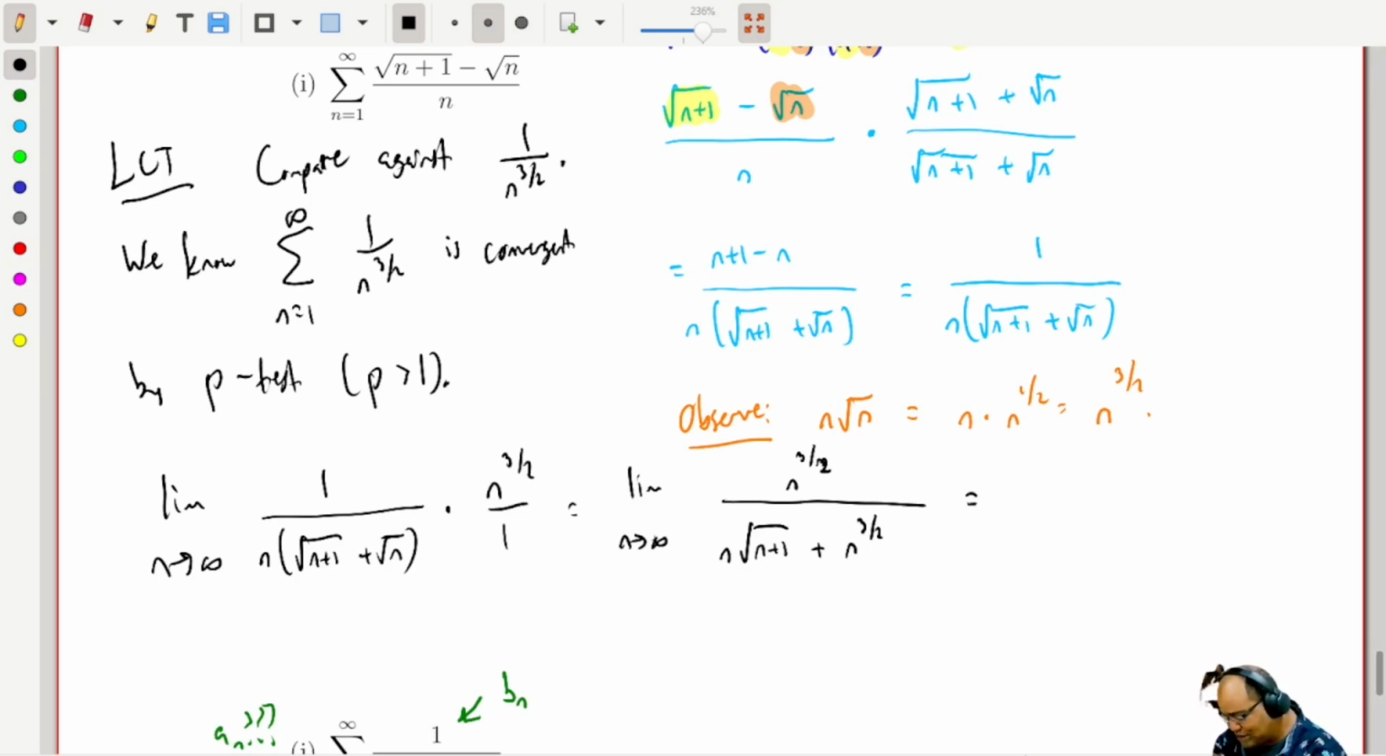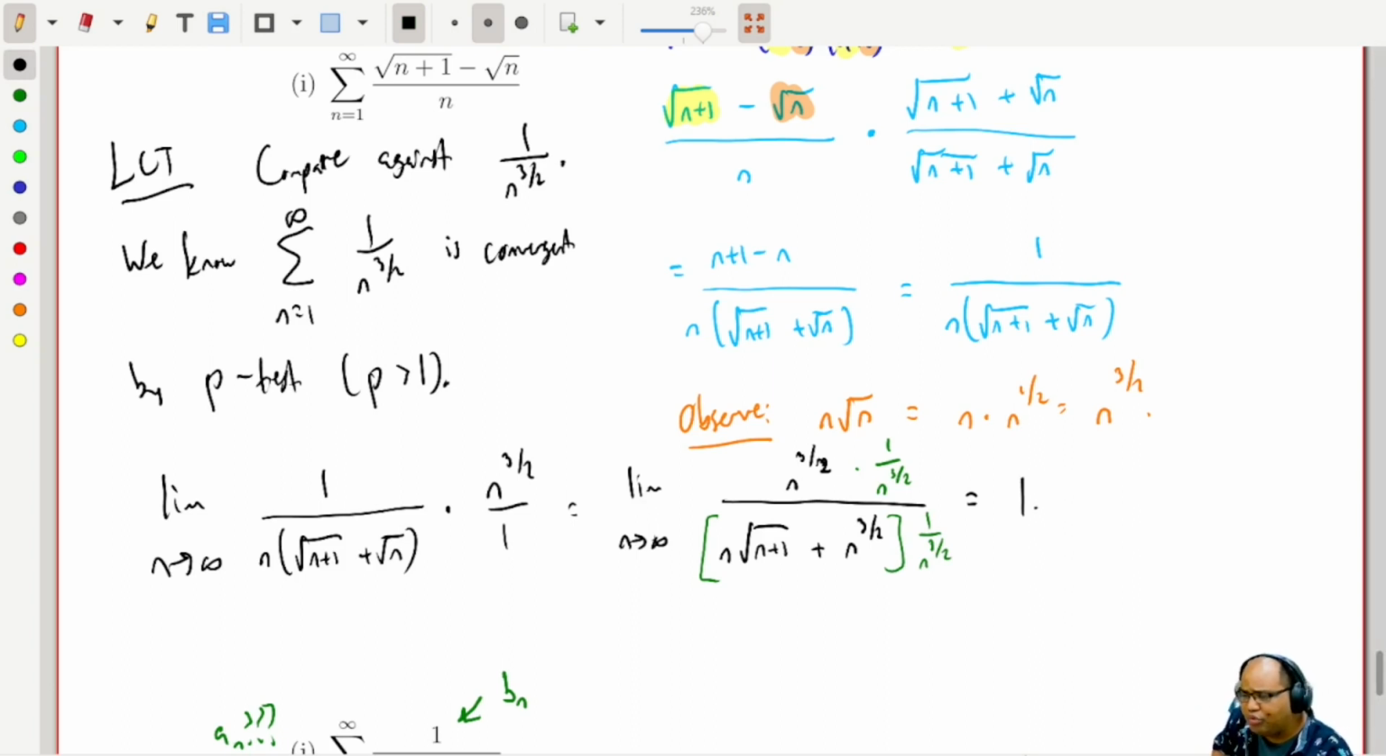And so we can reason here, or you can multiply and divide top and bottom by n to the 3 over 2. Let's write that in here. If you do this step, you can show that indeed this limit is 1.